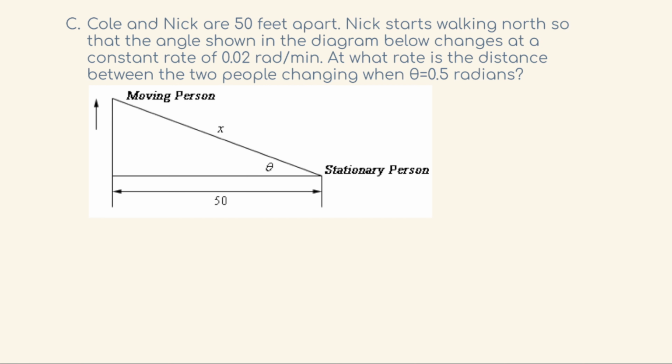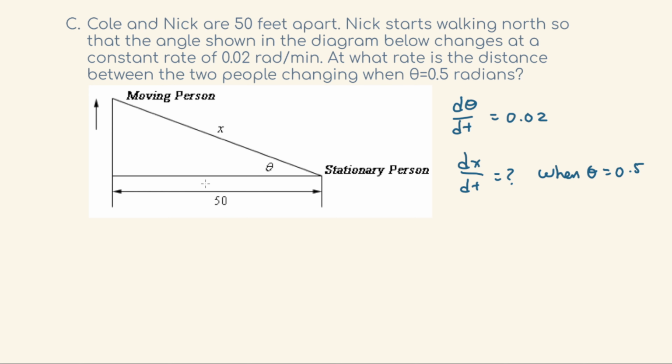Okay, Cole and Nick are 50 feet apart. Nick starts walking north so that the angle shown in the diagram below changes at a constant rate of 0.02 radians per minute. So that's actually d theta over dt, right, is 0.02. And we want to know at what rate is the distance between the two people changing when theta is 0.5. So we're looking for dx over dt, right? When theta equals 0.5. Now, this theta is changing over time, so we can't plug in theta equals 0.5 into whatever formula we come up with yet, okay?